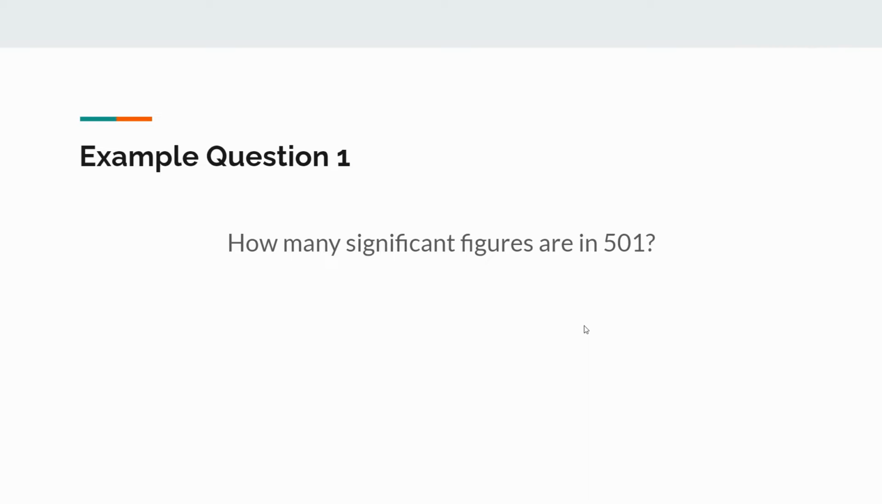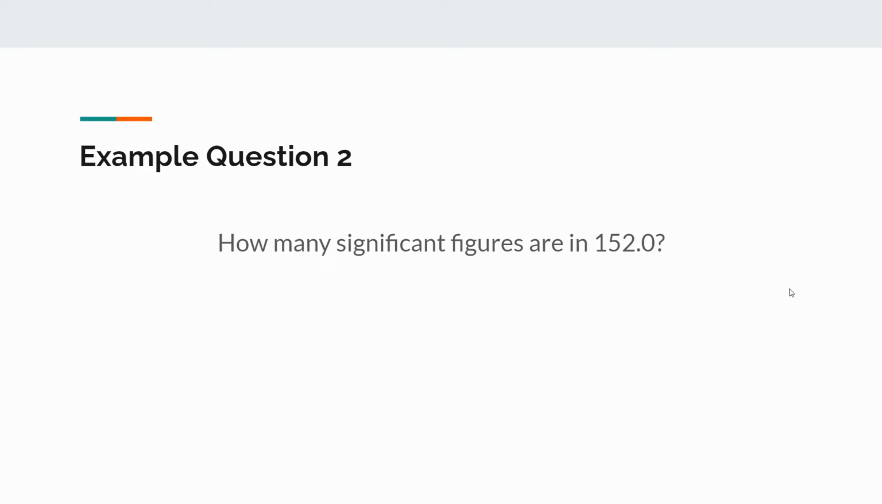So, final example questions for this lesson. How many sig figs are in 501? We have to use rules 1 and 2. Rule 1 states that all digits from 1 to 9 are significant, meaning that the 5 and the 1 are significant. Rule 2 states that zeros between any 2 significant digits are significant. So that means the 0 between the 5 and 1 is also significant. Therefore, the answer is 3 sig figs.